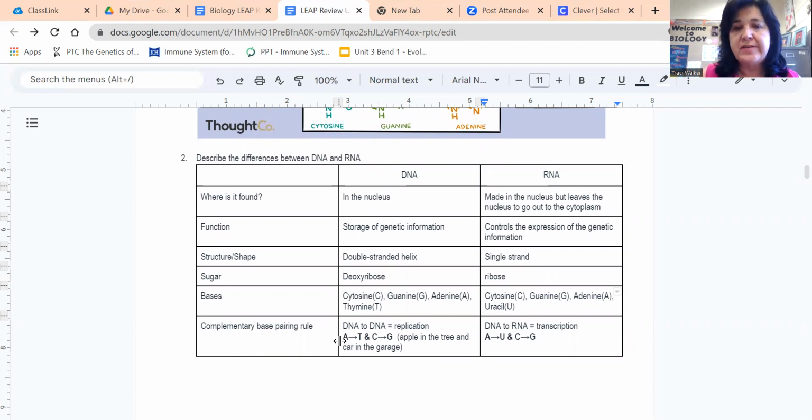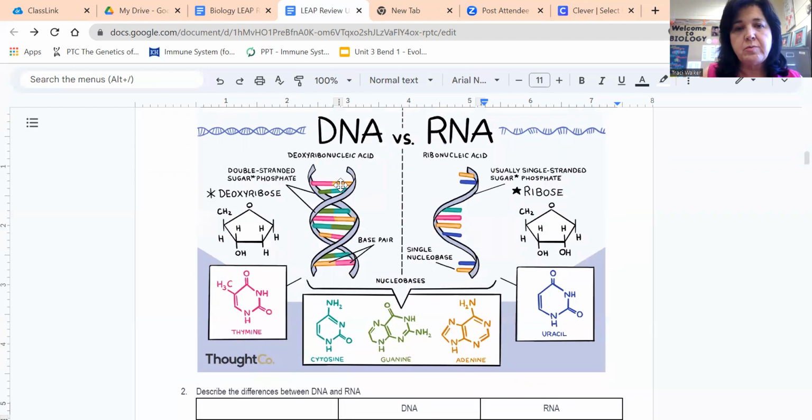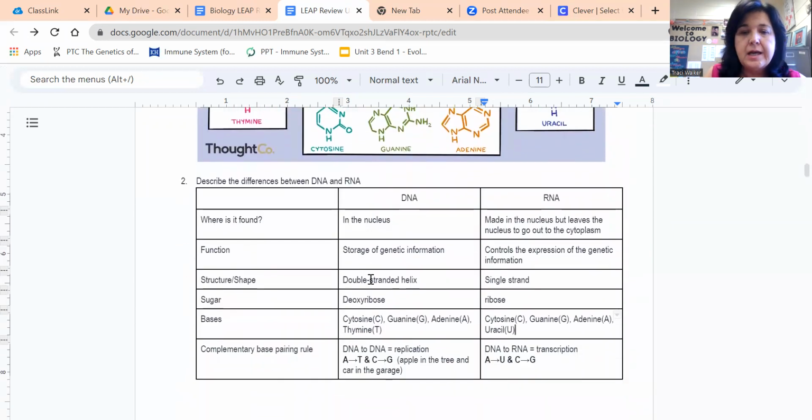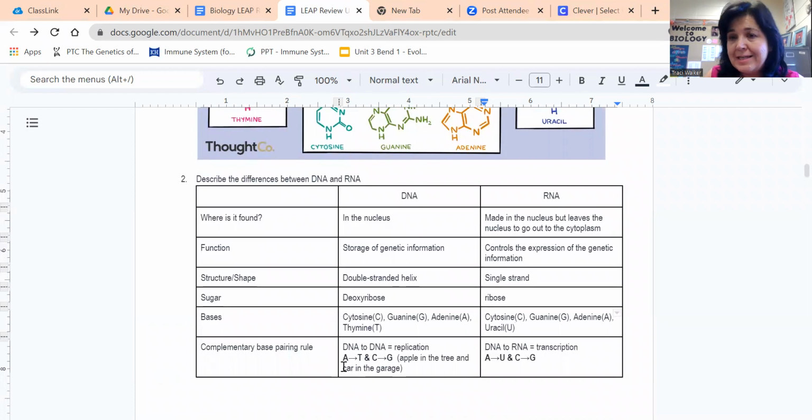So when DNA makes a copy of itself, it splits in half. So right down the center here, where these 2 colors come together, the DNA separates and it unzips kind of like a zipper and comes apart. And as it comes apart, it makes a copy. And so everywhere there is an adenine, there will be a thymine, and everywhere there's a cytosine, there will be a guanine. So to help you remember that, remember apple in the tree, adenine goes with thymine, and car in the garage, cytosine goes with guanine.